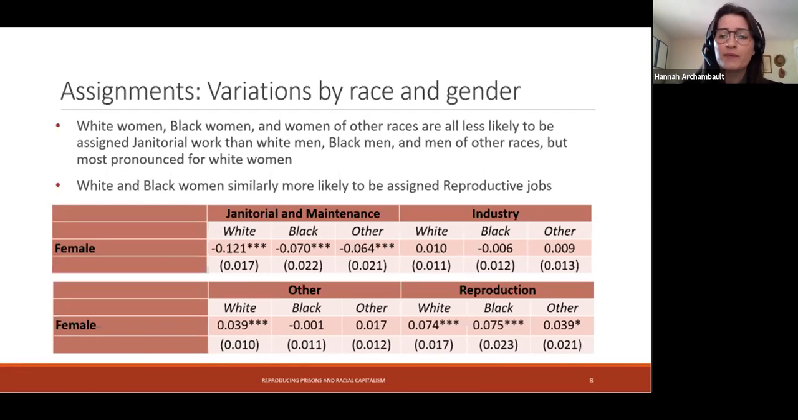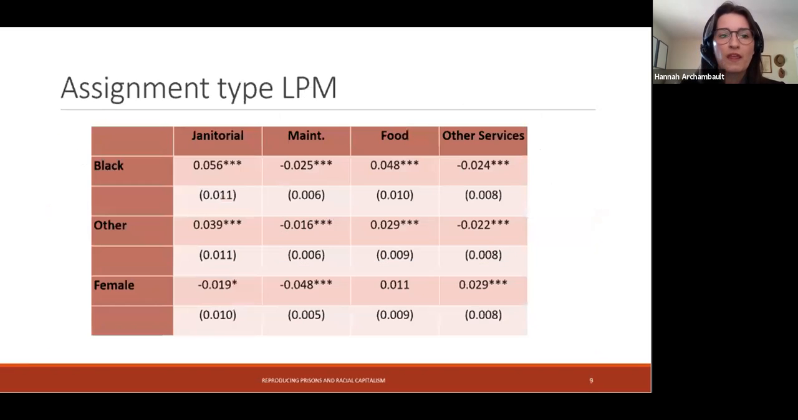White women and Black women were similarly more likely to be assigned reproductive jobs than either white men or Black men. And this is an interesting result taken in the context of the differences between white and Black women compared to white and Black men in janitorial and maintenance jobs. One interpretation of that could be that while reproductive work is feminized, regardless of race, racialized occupational segmentation applies more to janitorial jobs. Of course, we know that race and gender do interact, and part of why this is an interesting finding is for exactly that reason.